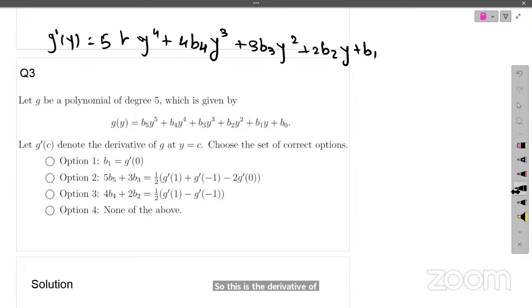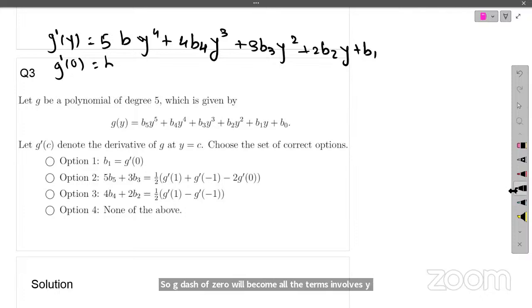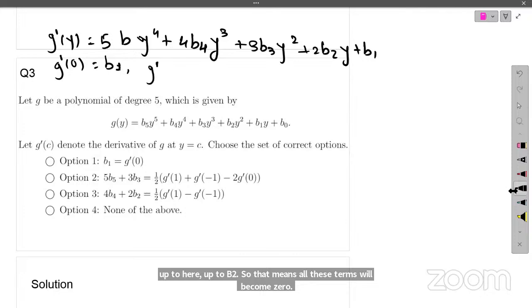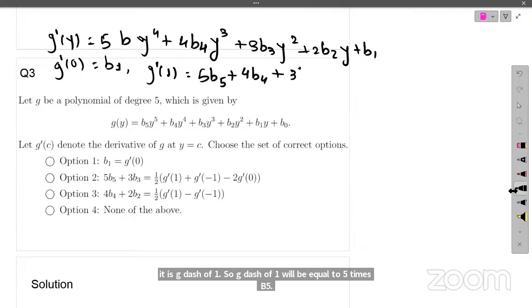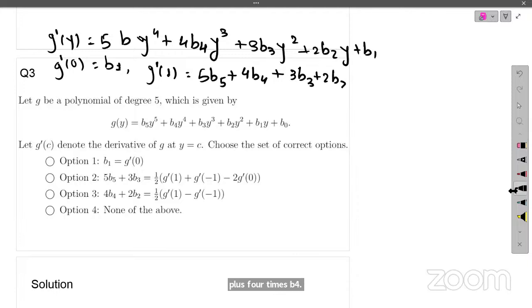Here we want the derivative at 1, -1 and 0. So g dash of 0 will become all the terms involving y up to b2, so all these terms will become 0. So g dash of 0 is nothing but b1. Now g dash of 1 will be equal to 5 times b5 plus 4 times b4 plus 3 times b3 plus 2 times b2 plus b1. So this is our g dash of 1.